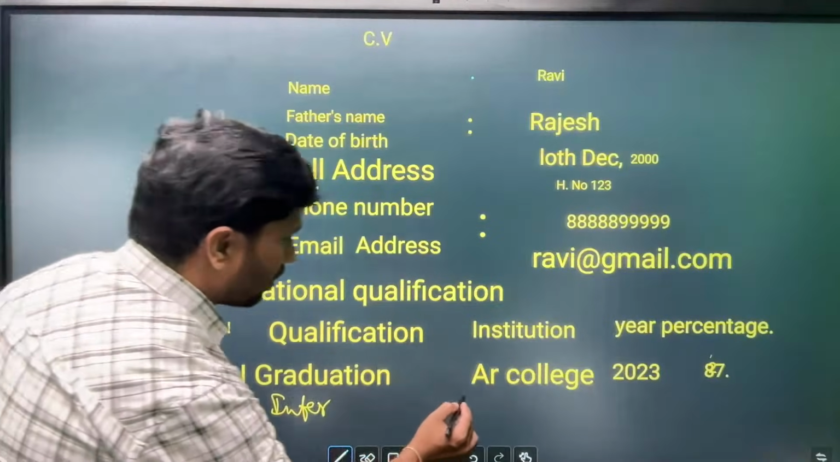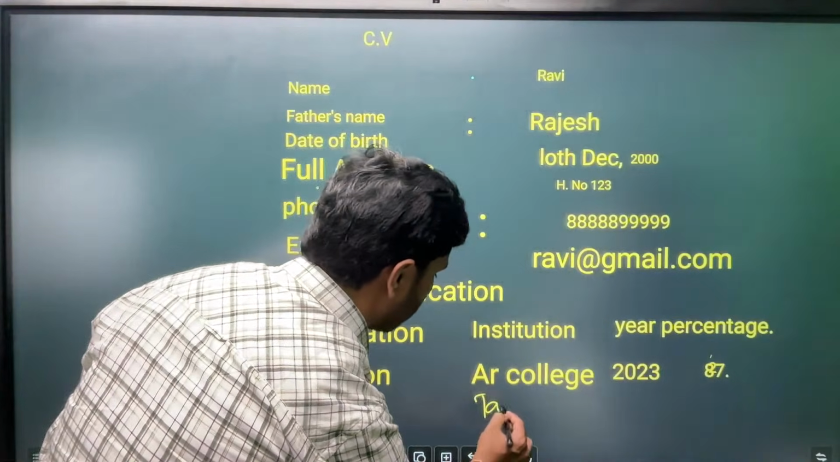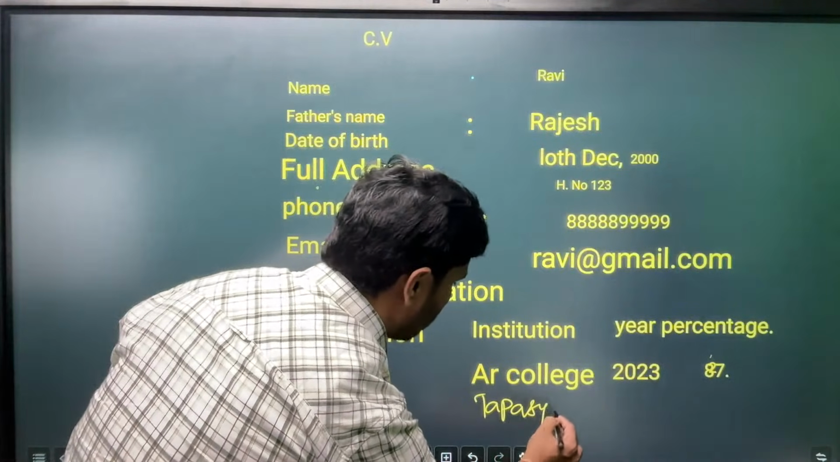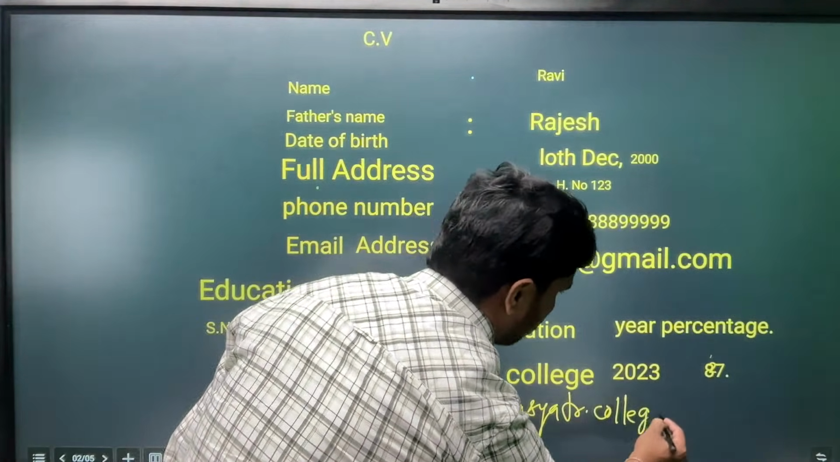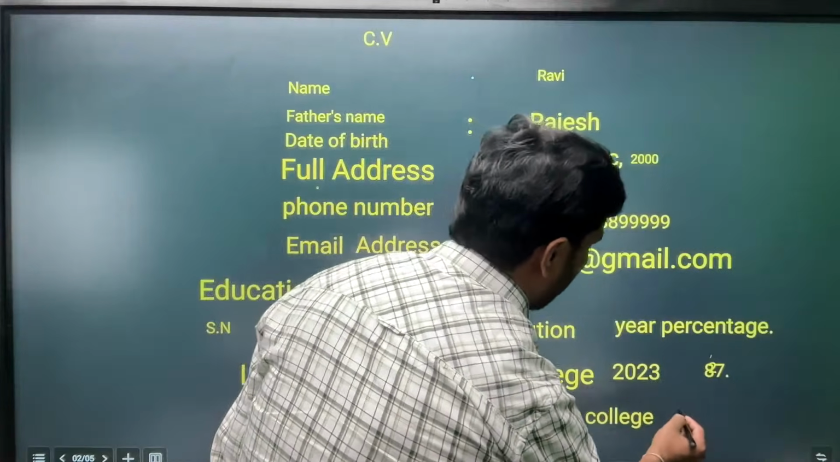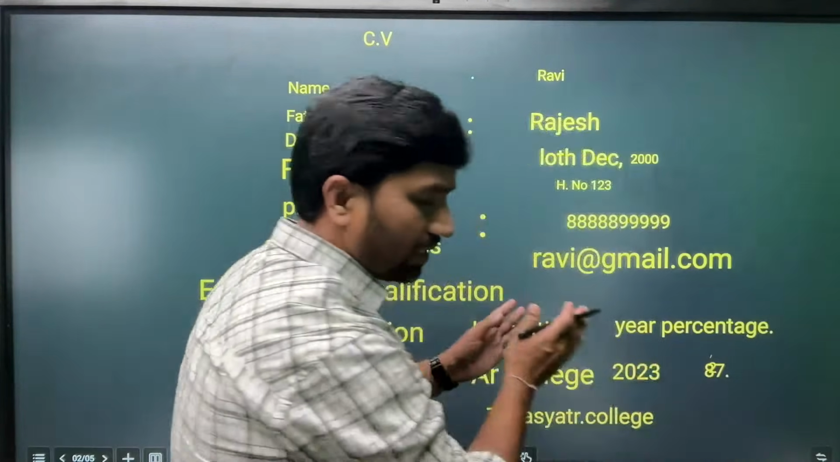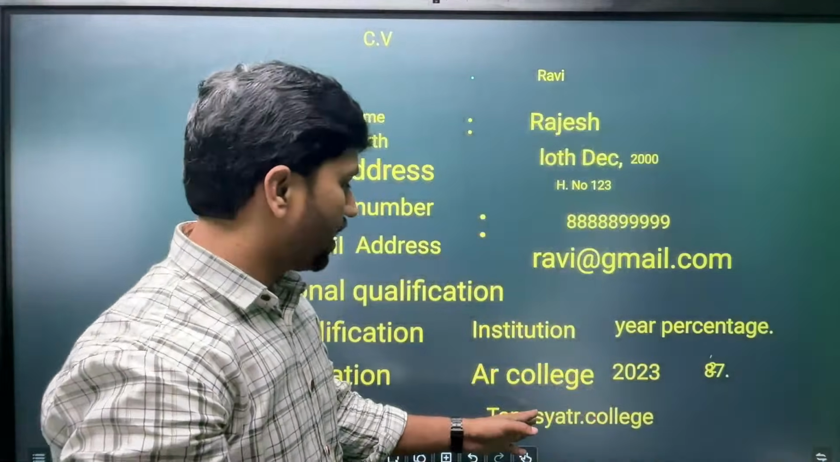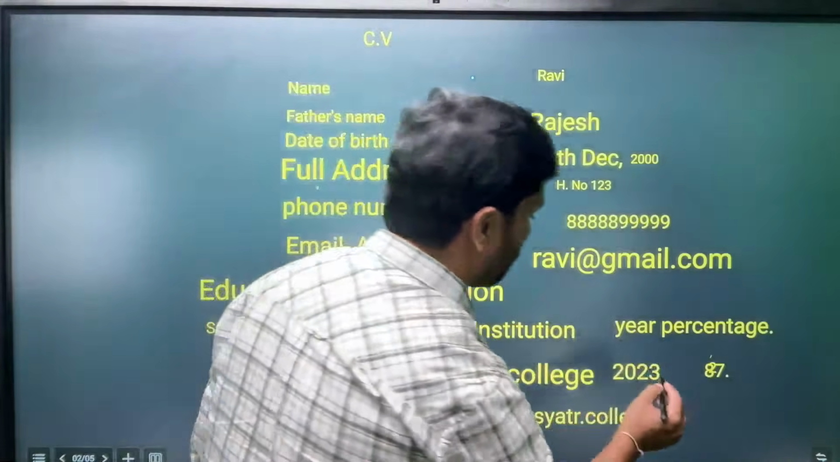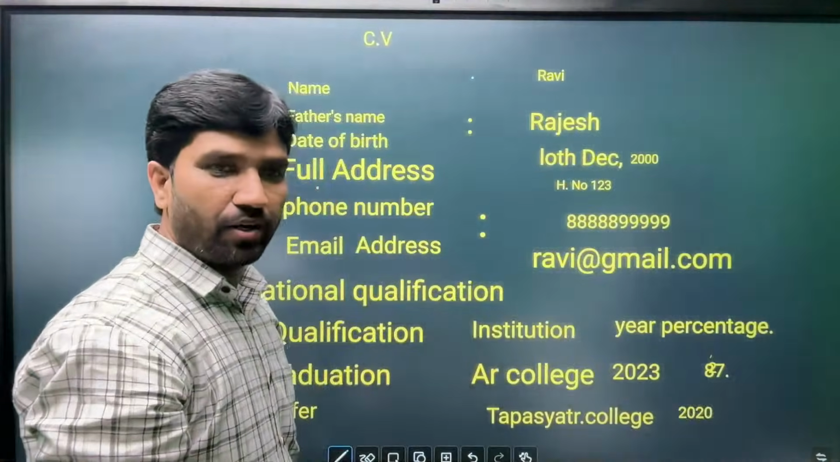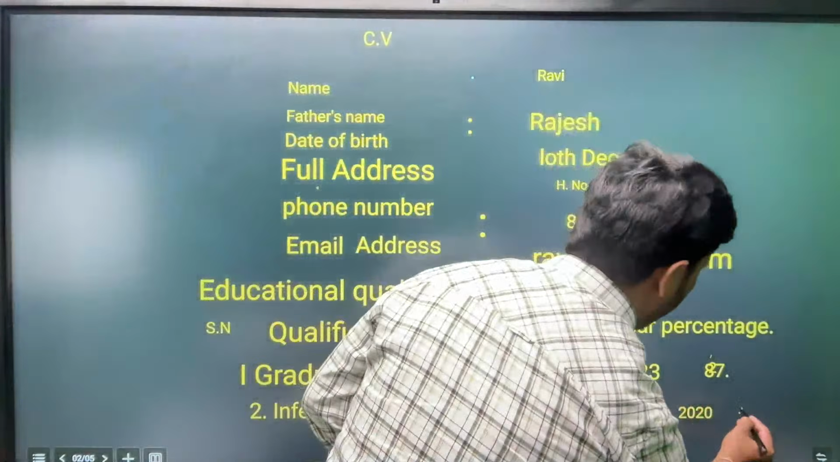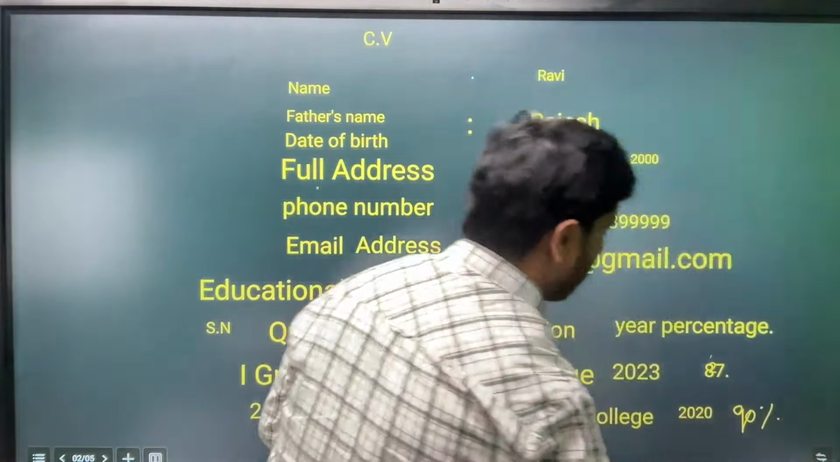Then the second one is intermediate. Then the college, for example, Tapasya Junior College. Year: graduation takes nearly 3 years, so go back to 2020. Intermediate was completed in 2020. The percentage is 90%.